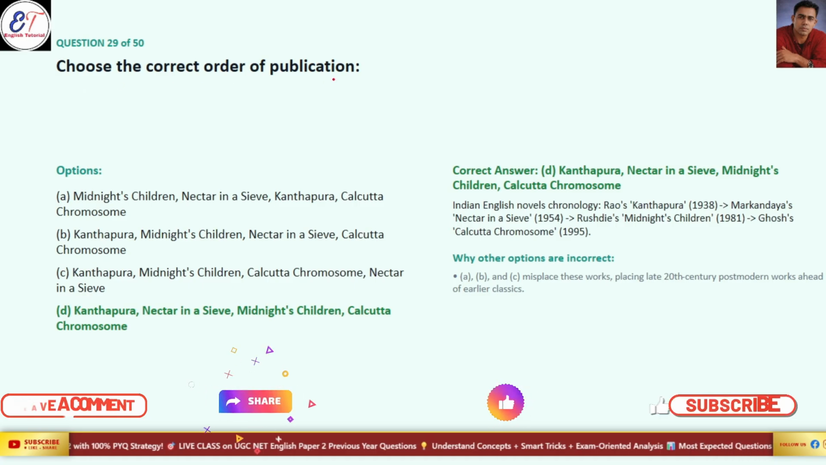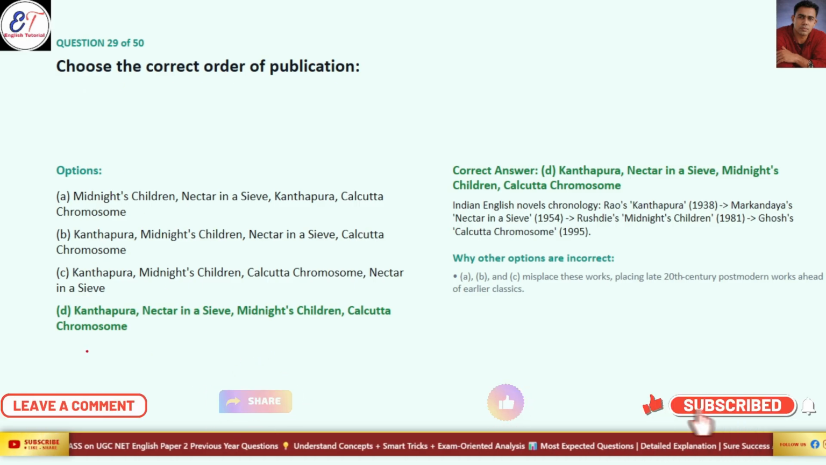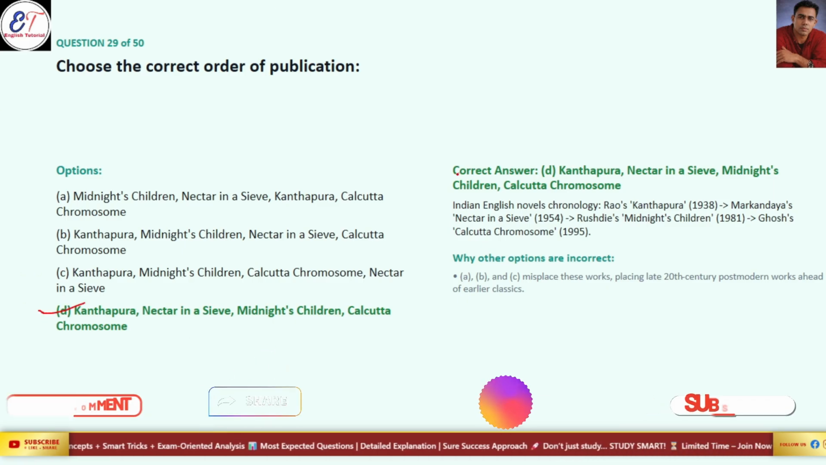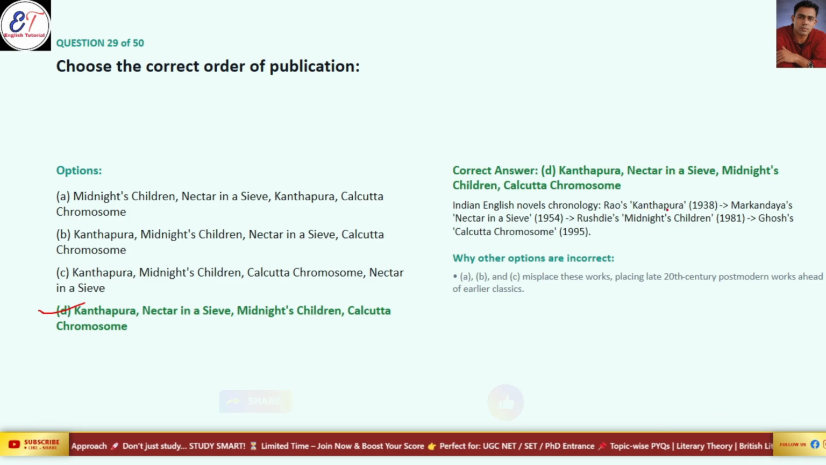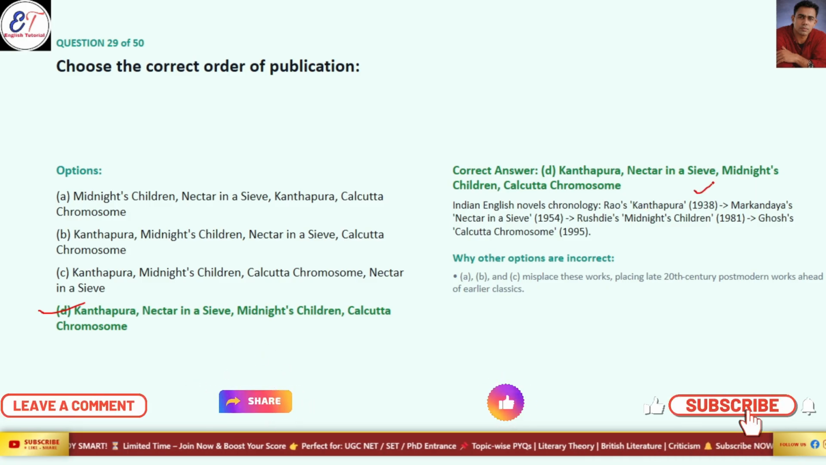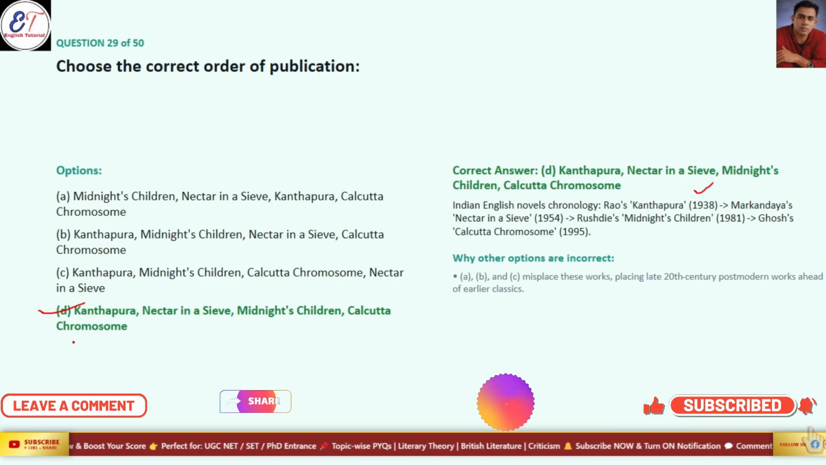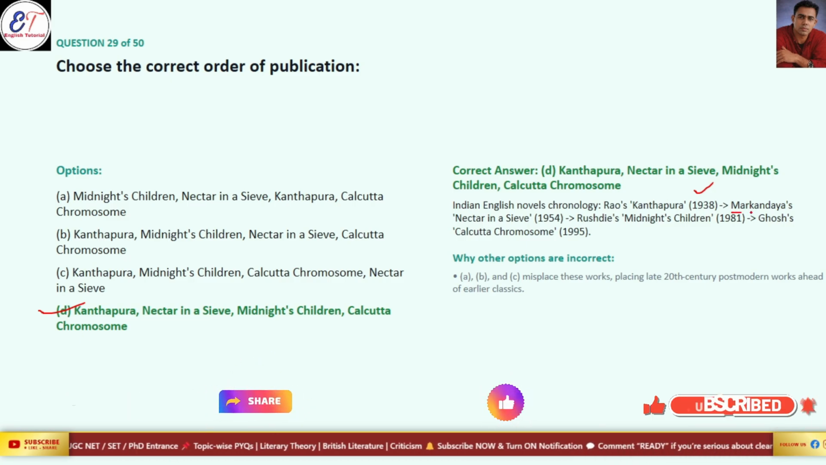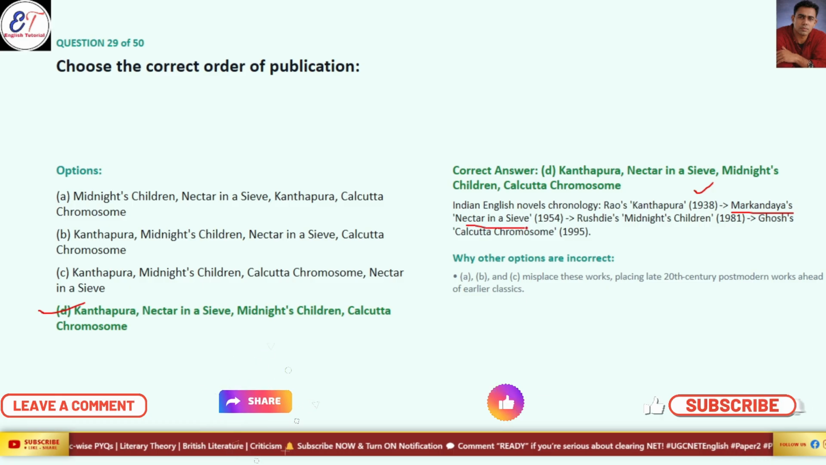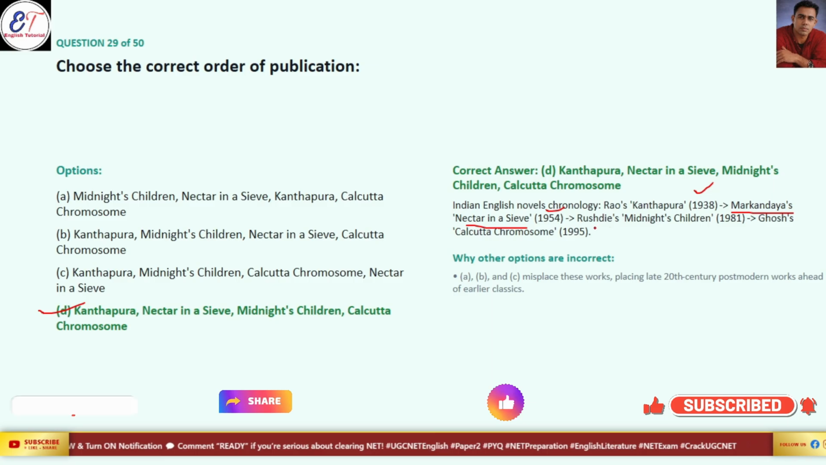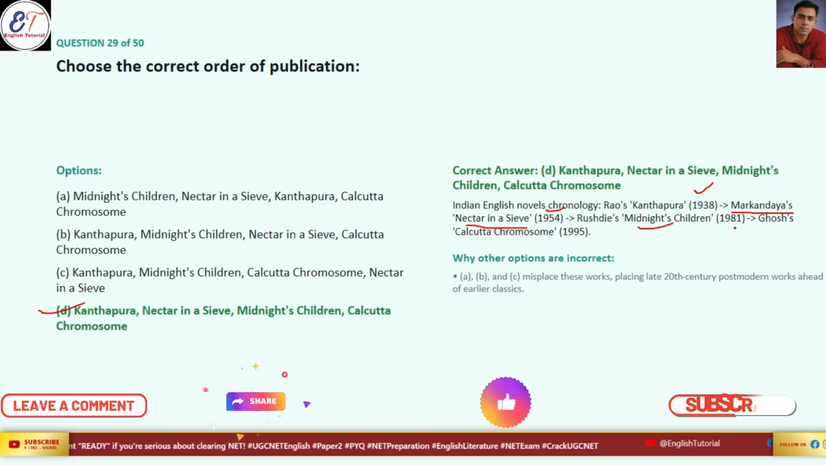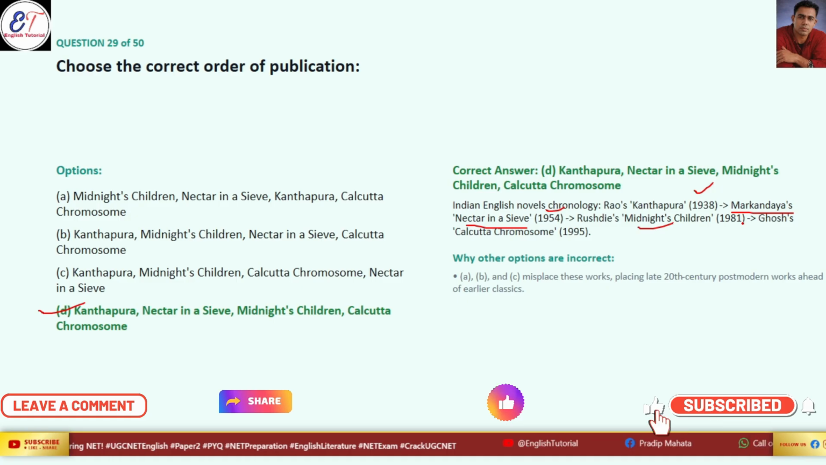Then choose the correct order of publication. Option D is the correct answer here. Let's see. In Indian novel chronology, Raja Rao's Kanthapura was published in 1938. Then Markandaya's Nectar in a Sieve, published in 1954. Then Rushdie's Midnight's Children, which came in 1981.